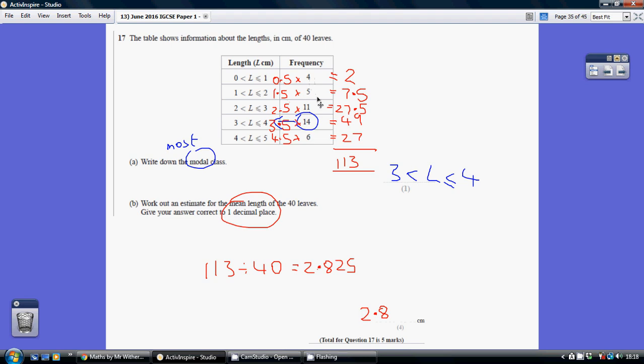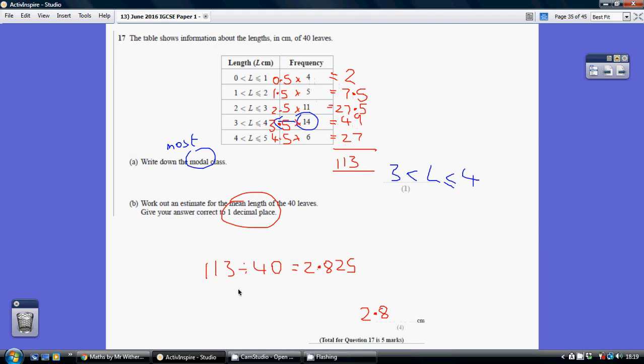So how much length have we got there? 5 times 1.5 is 7.5. 11 times 2.5 is 27.5, and so on. That times that, that times that. So this is the total length here. So the overall total length, go and add up all of these numbers here, and we get 113 centimetres. So we're saying the 40 leaves laid out end to end would be 113 centimetres long.